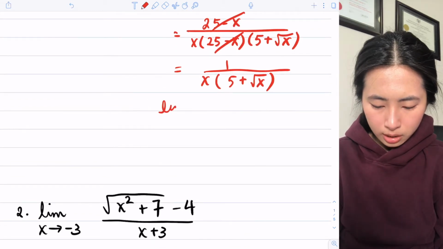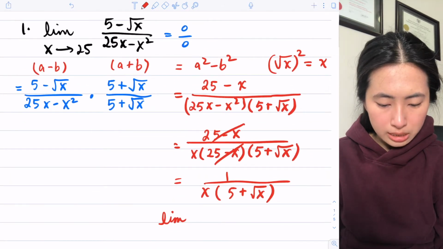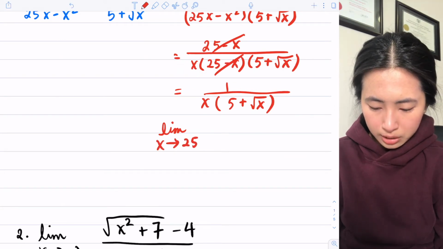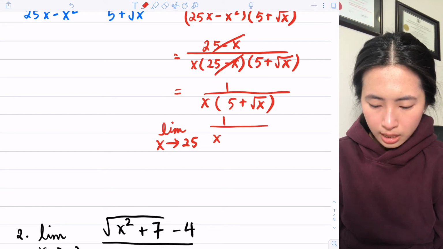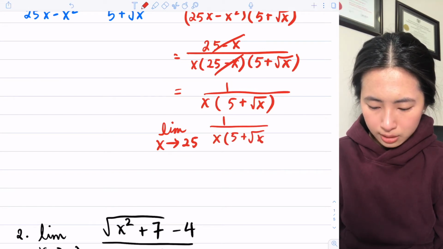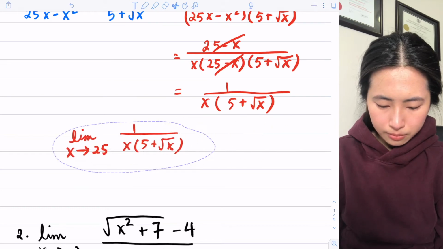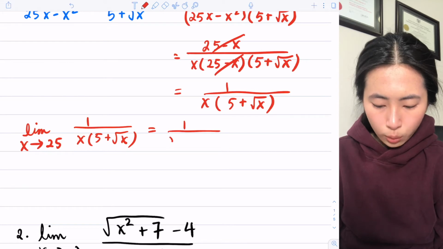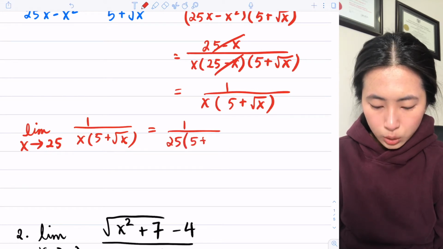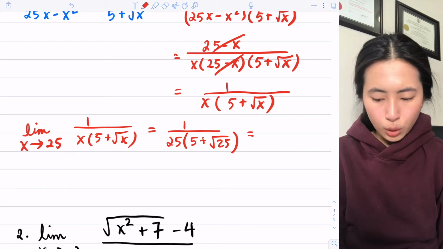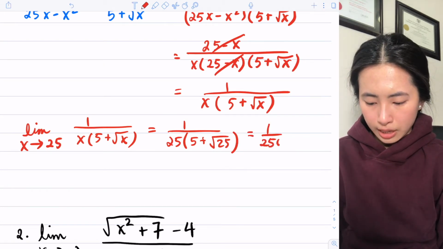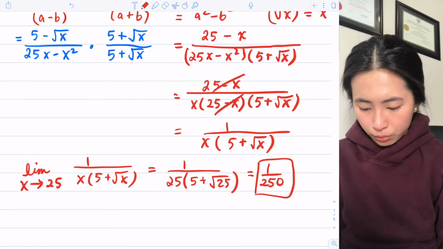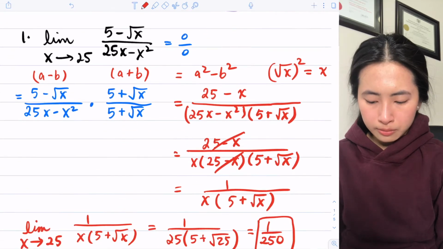So we take the limit when x approaches 25. So we would use our simplified expression, which is 1 over x times 5 plus square root of x. So we're just applying direct substitution here. So we have 1 over 25 times 5 plus square root of 25. So we do get 1 over 250 as our final answer. And hence our limit when x approaches 25 is 1 over 250 for question 1.